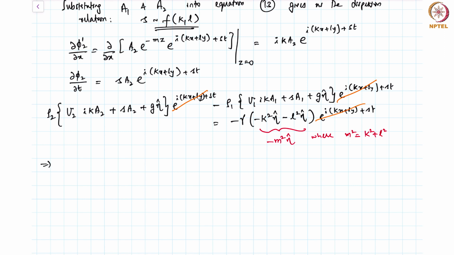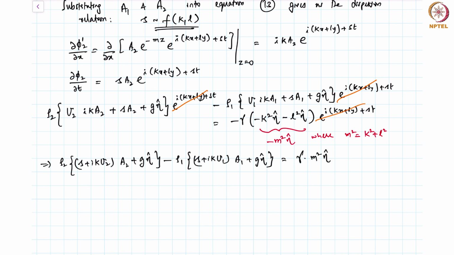Therefore, if we simplify this, we simply get rho 2 times (S plus ik u2) of (a2 plus g eta hat) minus rho 1 times (S plus ik u1) of (a1 plus g eta hat) is simply gamma m square eta hat.